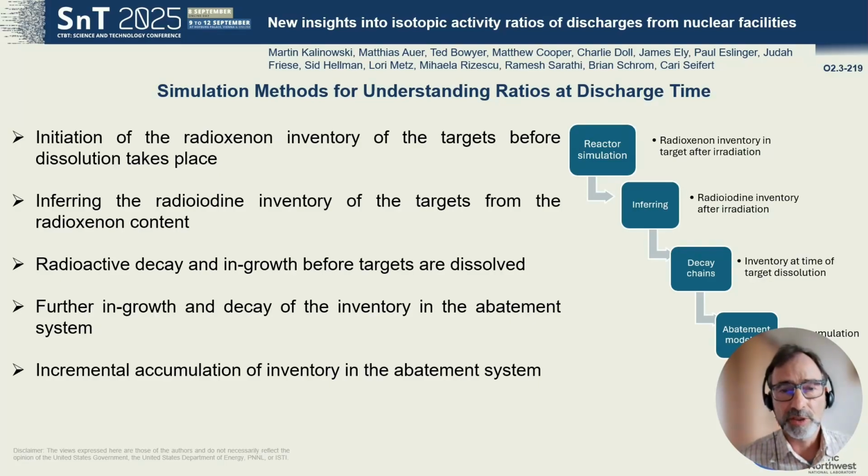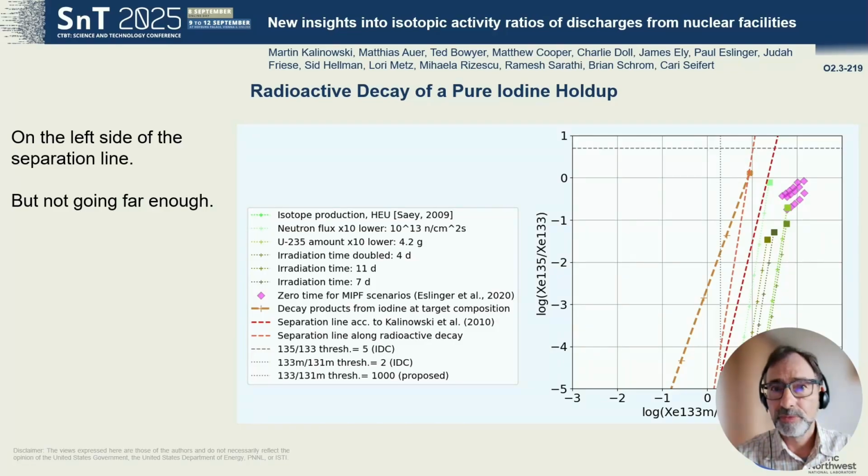It starts with initiation of the radioxenon inventory of the targets before dissolution of the targets, and also inferring the radioiodine inventory of the targets. Then we do radioactive decay and ingrowth in the time after irradiation ends and before the targets are dissolved. Then we do further ingrowth and decay of the inventory that is contained somewhere in the abatement system of the facility. And also we do incremental accumulation of inventory in the abatement system. Now we go through the hypotheses one by one, and this is the first one.